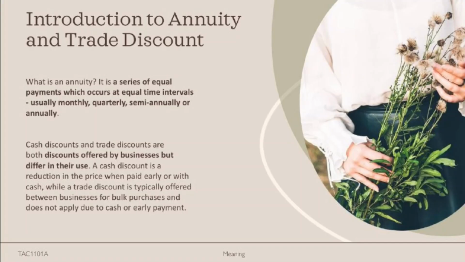Introduction to annuity and trade discount. What is an annuity? It is a series of equal payments which occurs at equal time intervals, usually monthly, quarterly, semi-annually, or annually. Cash discount and trade discount are both discounts offered by businesses but differ in their use. A cash discount is a reduction in the price when paid early or with cash, while a trade discount is typically offered between businesses for bulk purchases and does not apply due to cash or early payment.